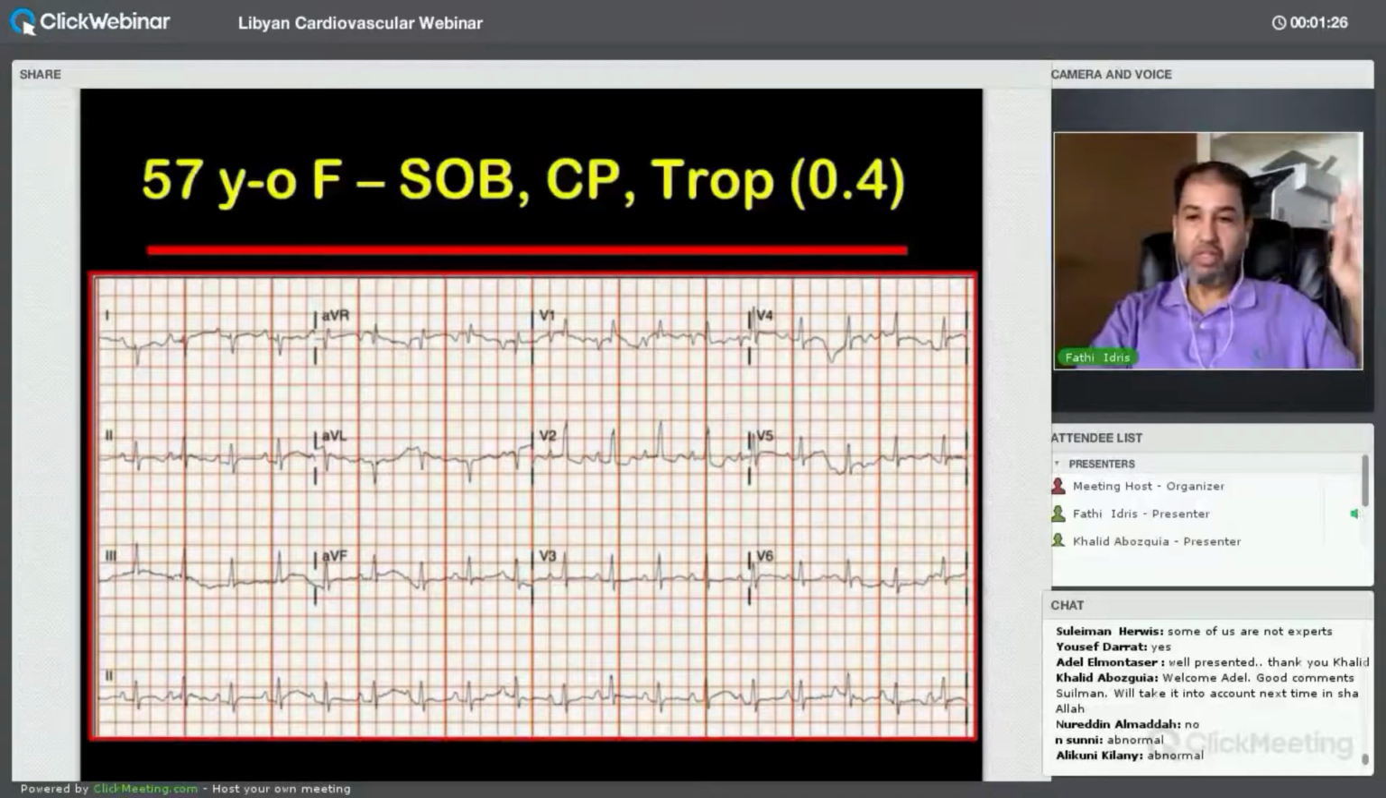I don't want you to focus on other stuff. Our focus would be on lead V1 here. So look at lead V1, it's positive. The R wave is bigger in V1 than the Q or S wave, and so is lead V2.